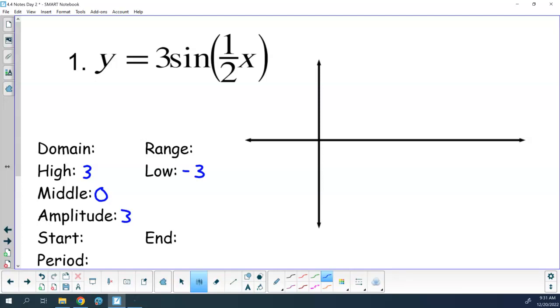Okay. Domain, that's the easy one, right? All real numbers. That one's always going to be all real numbers with sines and cosines. Okay? What's my range then? So -3 to 3, because we always go smallest to biggest. Yep. And inclusive, so we're using brackets.